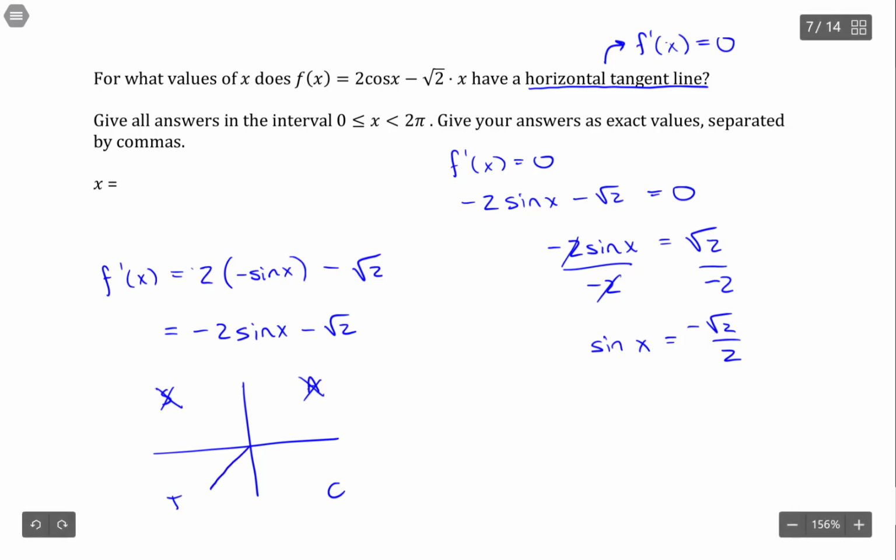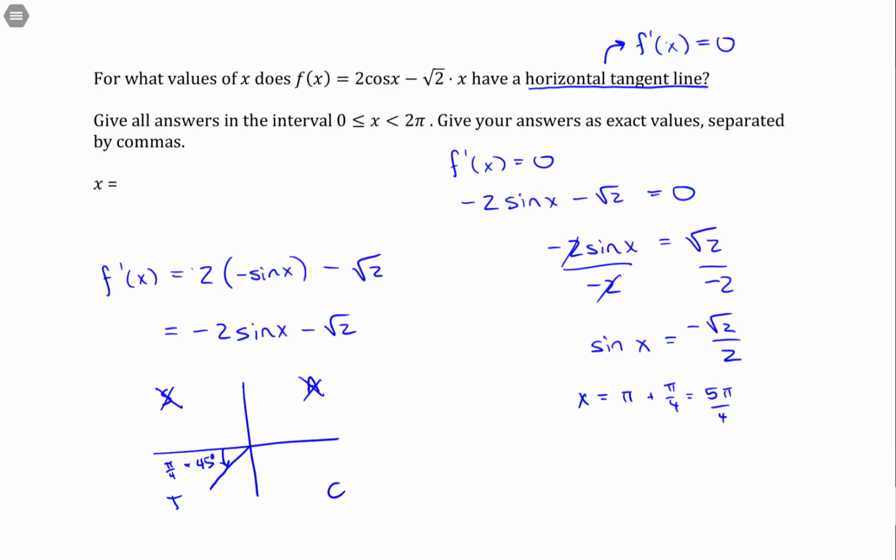Now, I need an angle measure that has a 45-degree reference, or π/4. Everything's in radians in calculus, but it's easier to think conceptually with degrees and then convert, I think. So I need a π/4 or 45-degree reference here. So this is effectively 180 plus 45, or if you want to think of it in terms of radians, that's π plus π/4, which is 5π/4.